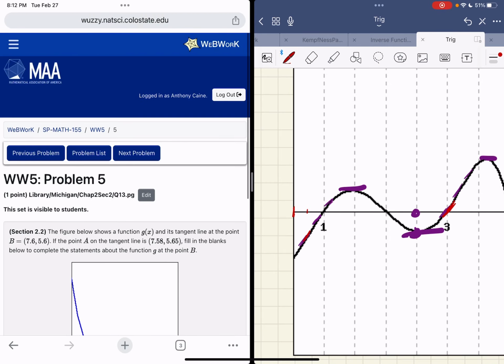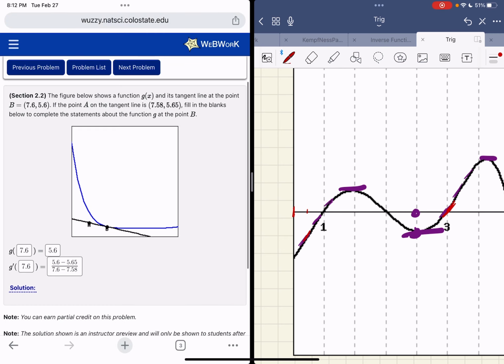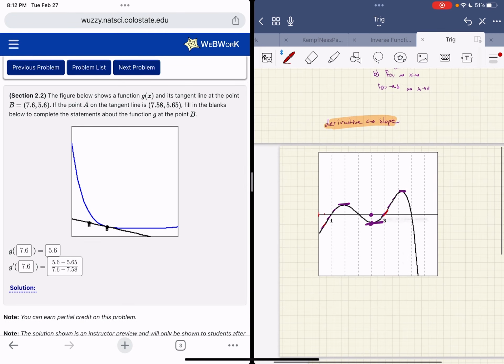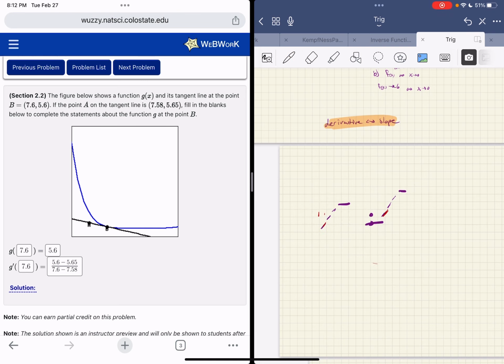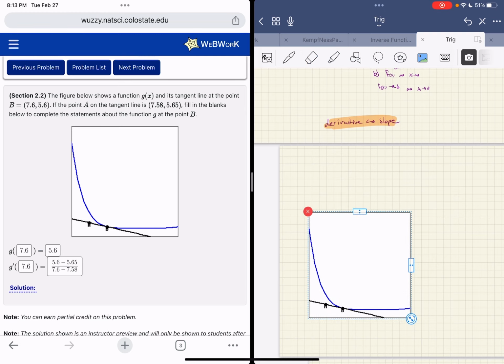Your graph may vary. All right, here's a popular one from the Calculus Center. So let's get rid of this. And how do we do it? Here we go. Great. Let's put this in there. Copy image. Paste. All right.